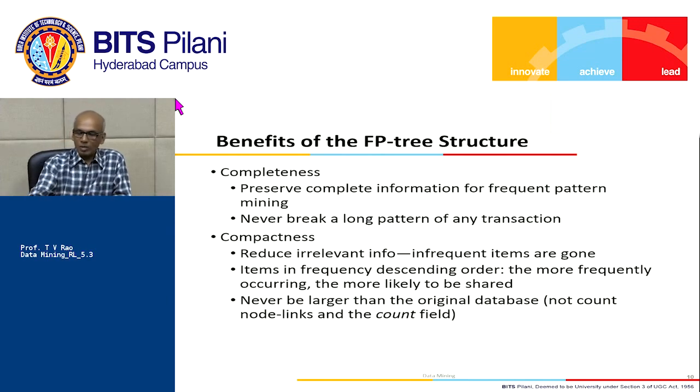And then we have started storing the items in a frequency descending order. So what that means is that at the top level, we are going to get the items which are going to be shared with more transactions. That way the tree is likely to be of smaller size, or more compact.